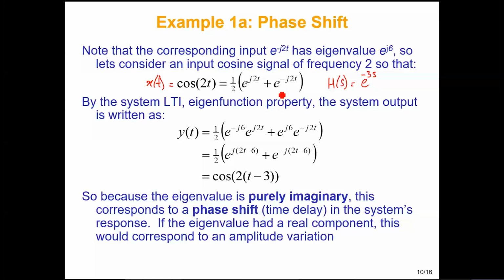And complex exponentials are of the type e raised to the power of st. So if input is e raised to the power of st, output is e raised to the power of st into h of s. And here s is j2, here s is minus j2. So for this, the output would be this, the same e raised to the power of j2t into h of j2. H of j2 is e raised to the power of minus j6.